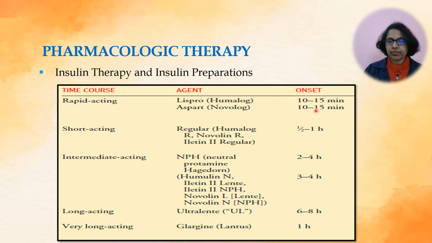Rapid acting starts to work from 10 to 15 minutes, that's why the name is given as rapid acting. Short acting means it starts to work from half an hour to 1 hour. Intermediate acting is 2 to 4 hours or 3 to 4 hours. Long acting is 6 to 8 hours. And very long acting, 1 hour. So we can see some of the agents here also. These agents may differ from hospital to hospital or according to the availability in the hospital.